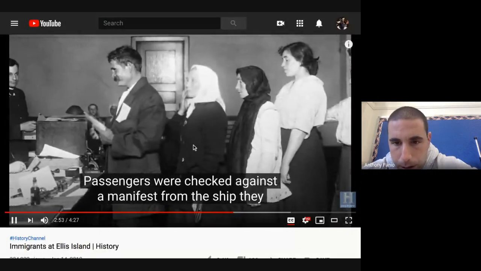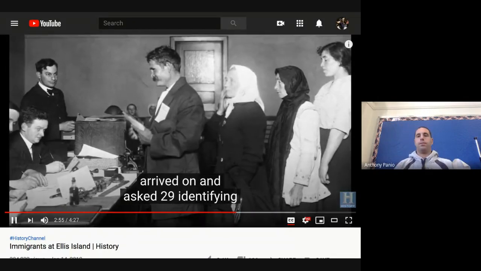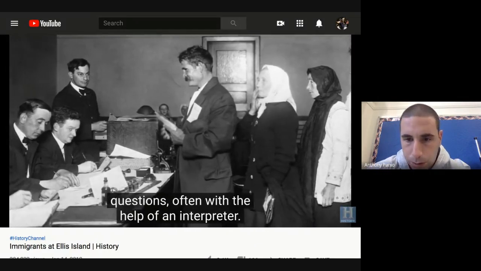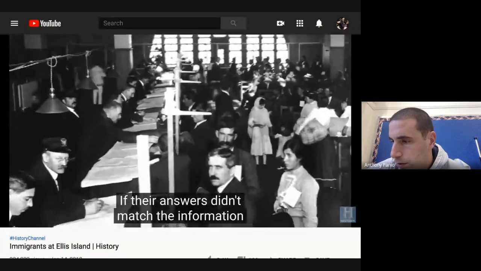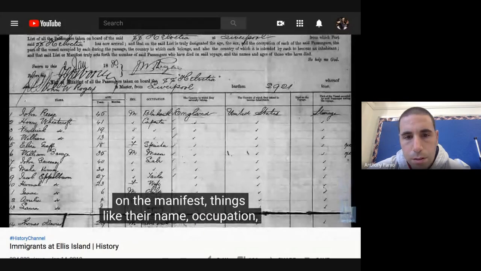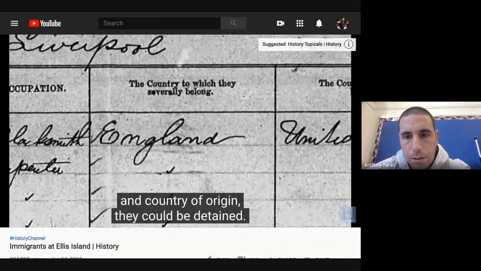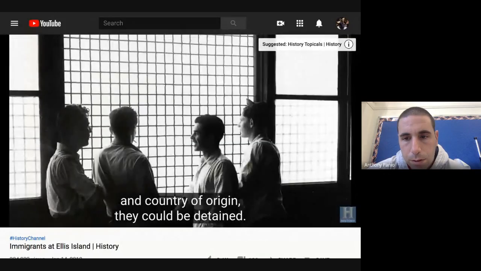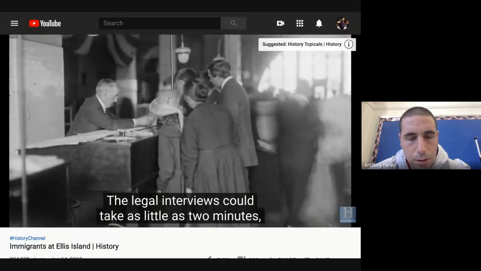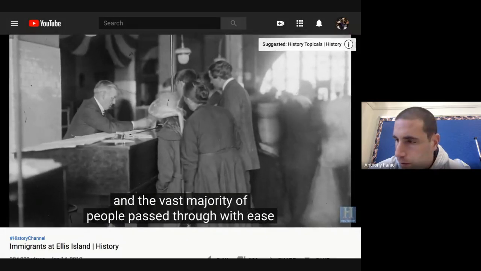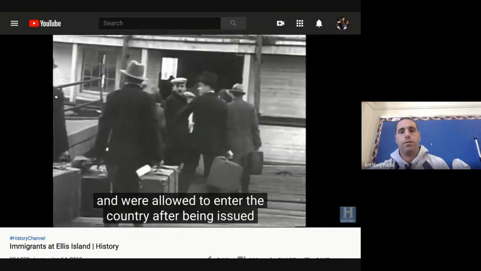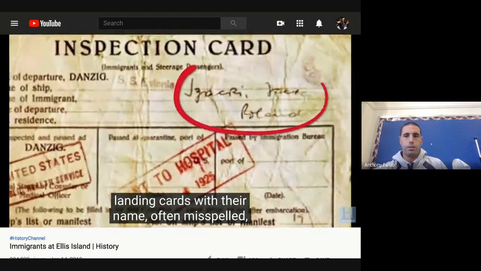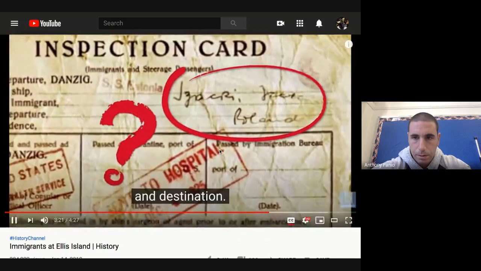Passengers were checked against a manifest from the ship they arrived on and asked 29 identifying questions, often with the help of an interpreter. If their answers didn't match the information on the manifest, things like their name, occupation, and country of origin, they could be detained. The legal interviews could take as little as 2 minutes, and the vast majority of people passed through with ease and were allowed to enter the country after being issued landing cards with their name, often misspelled, and destination.